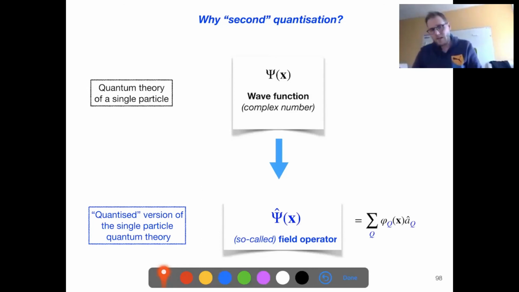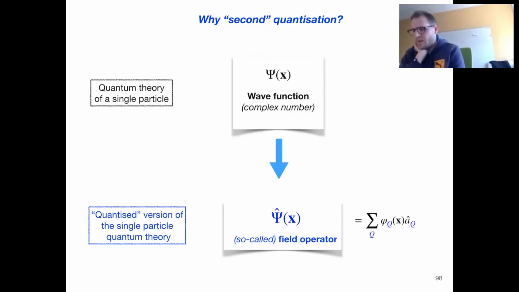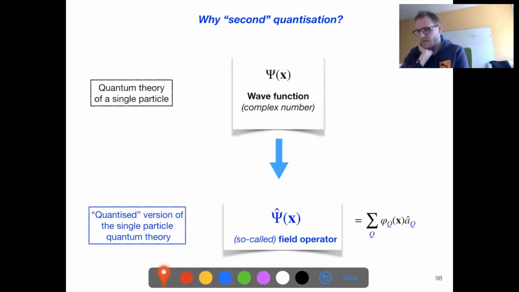Okay, so as I said, this comes from the early days of quantum field theory. So in a quantum theory for a single particle, you have just a wave function. Now we have something that looks like a quantized version of quantum theory. So it looks like you made quantum something that was already quantum, okay? So this is where this name second quantization comes from. So I just remind you how this field operator is constructed.